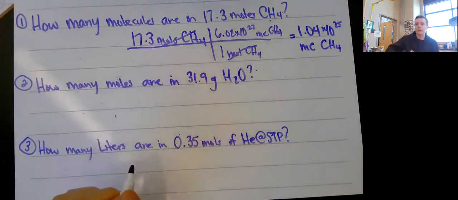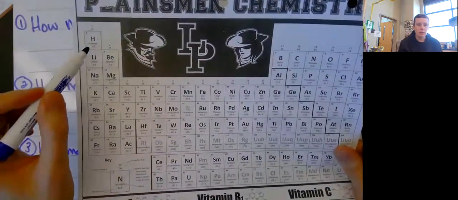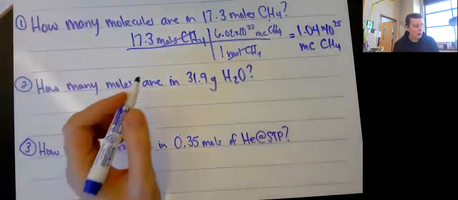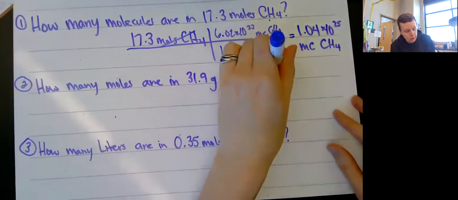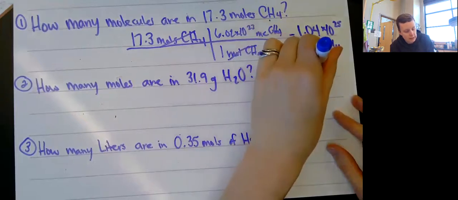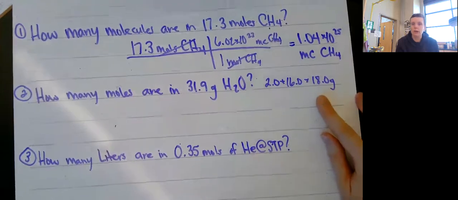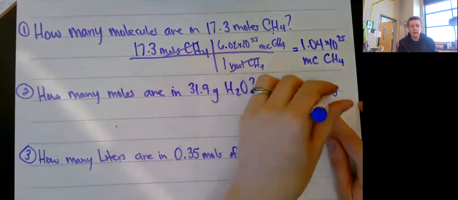So I look at the front of my periodic table. I find hydrogen weighs 1.0. Oxygen weighs 16.0. So now I'm going to add up what water weighs. 2 hydrogens would be 2.0. 1 oxygen, 16.0. 18.0 grams is 1 mole of water. So 18.0 grams per mole. I'm going to need that.